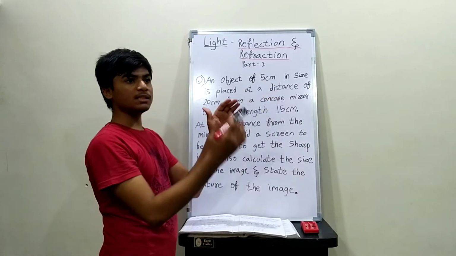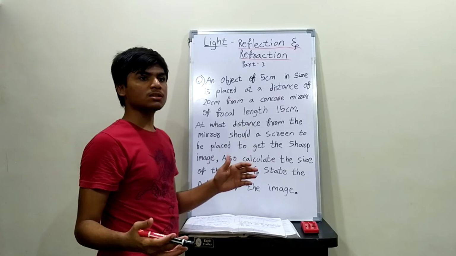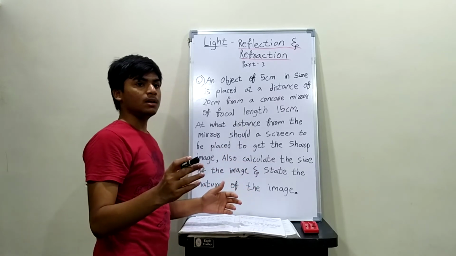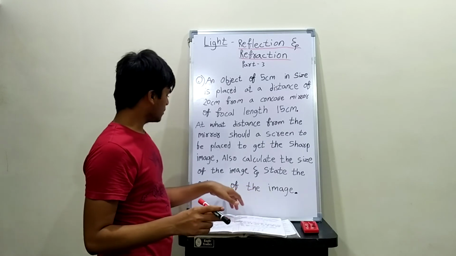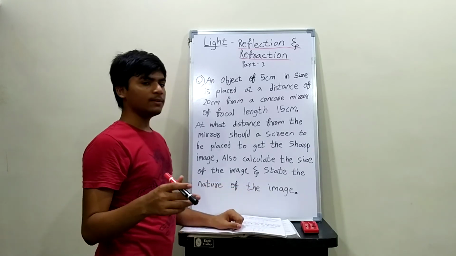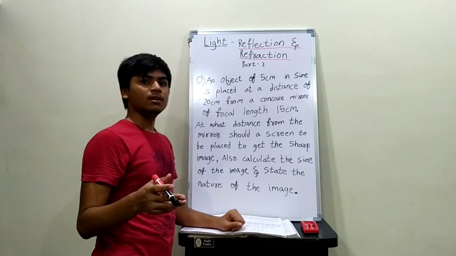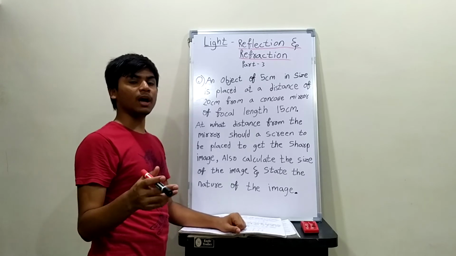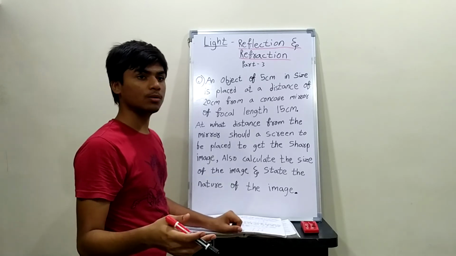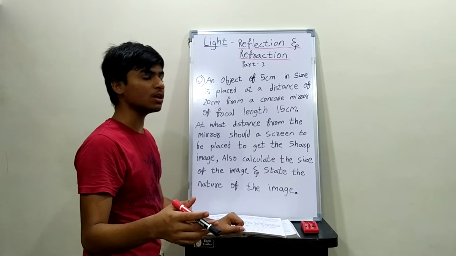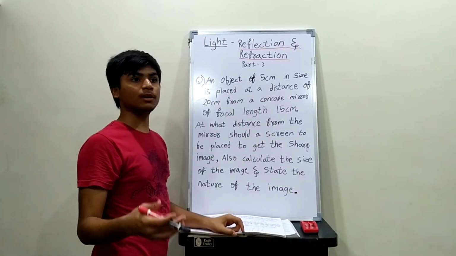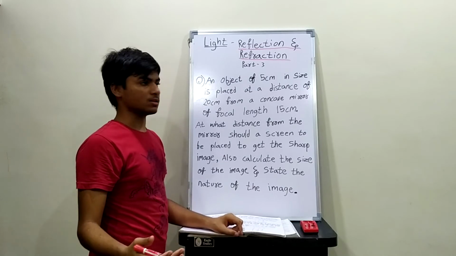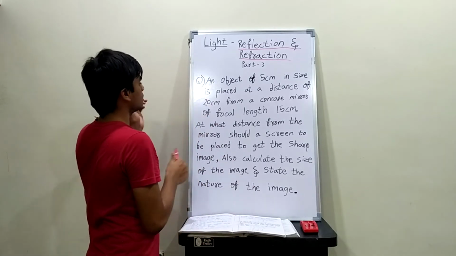As this is a concave mirror, there are more chances of getting the image below the principal axis. So if they ask us the size of the image, we have to write it in terms of negative. The height we get is negative, of the image, not of the object. Object height is positive. Image height, if they ask, we have to write in negatives. Now let's see what they have asked. This is what they have given us.